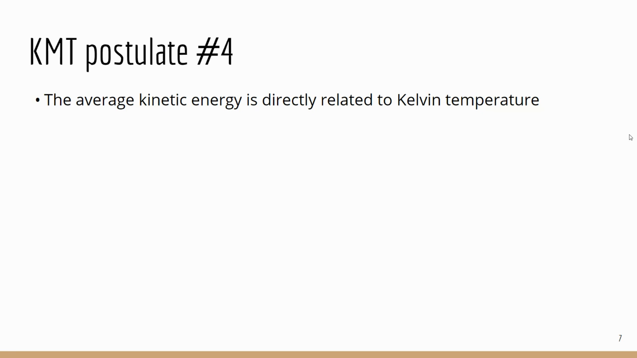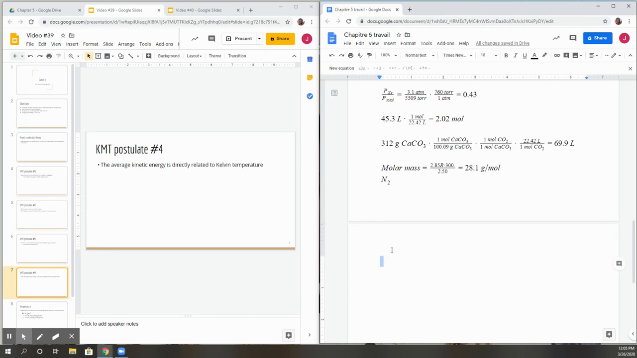Pause here. All right, then the fourth postulate is that the average kinetic energy is directly related to Kelvin temperature. What that means is that the higher the Kelvin temperature, the higher the average speed. If you didn't already know the definition of kinetic energy, I'll give one right now. Kinetic energy, mathematically, you'll see this when you take physics, whether next year or 2 years from now, is just 1/2 mv squared, where m is mass, which is measured typically in kilograms, and v is velocity, which is typically measured in meters per second.